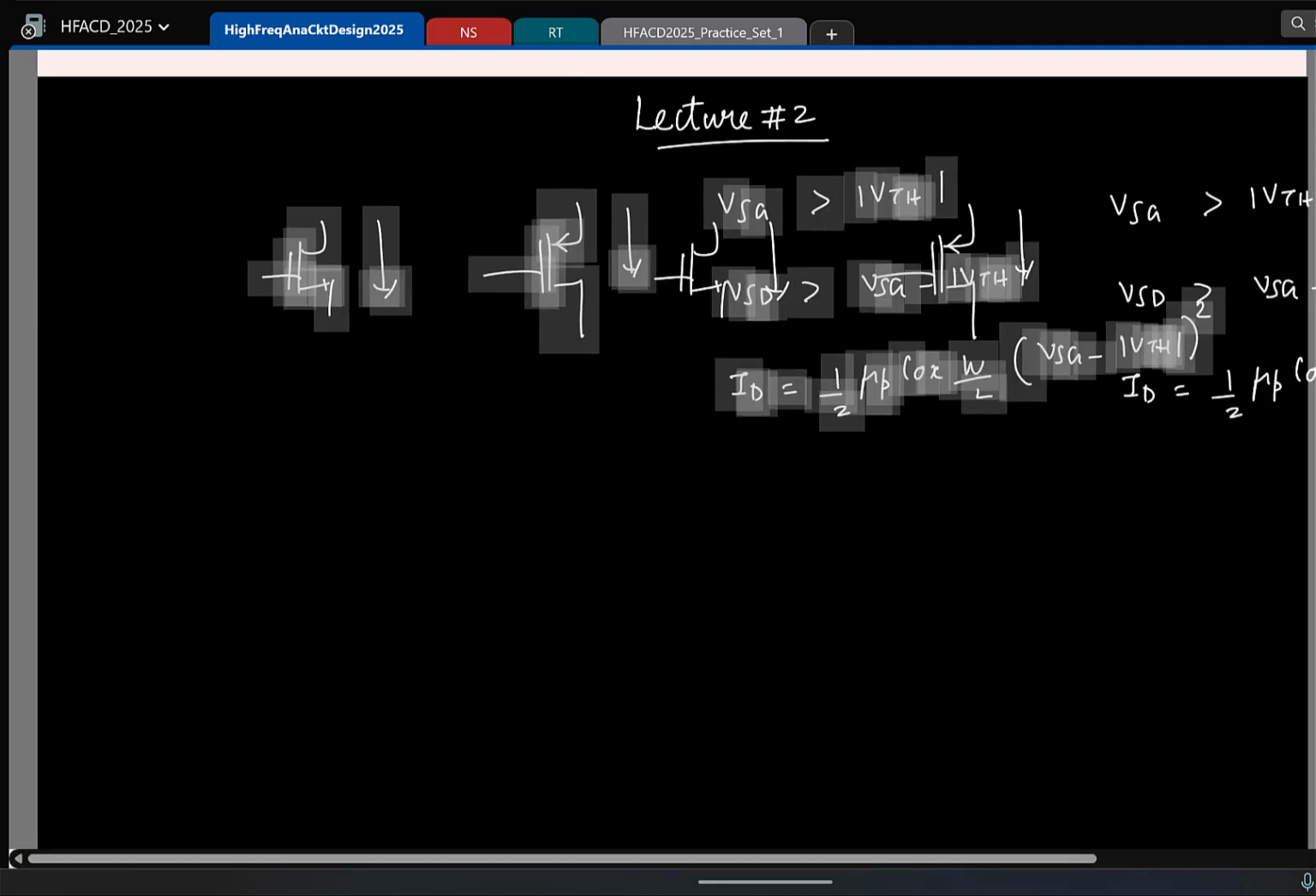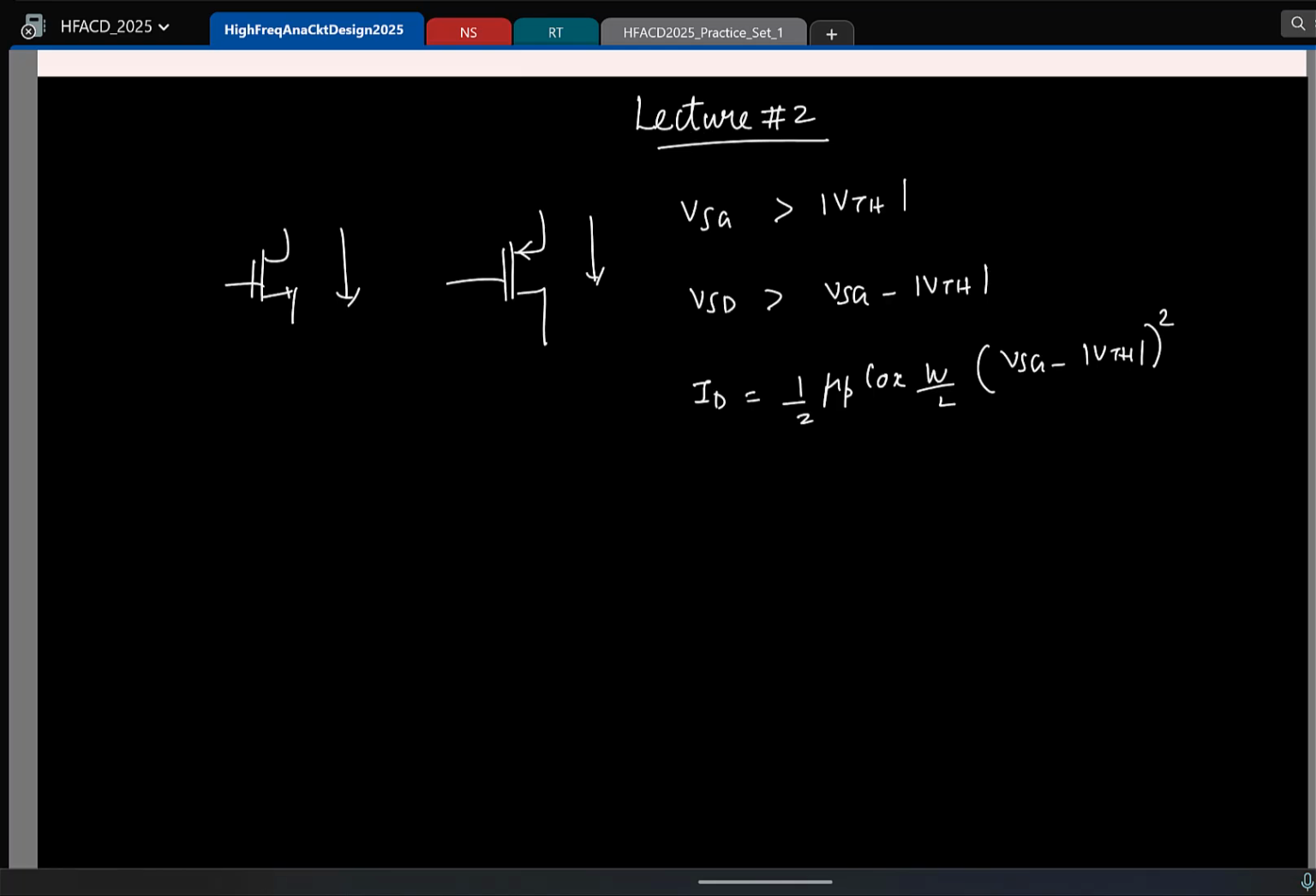So PMOS is similar. The current flow just changes: for NMOS it flows from drain to source, for PMOS it is flipped. So the way I see it is all the potential differences kind of reverse. So gate to source becomes source to gate and so on, right?